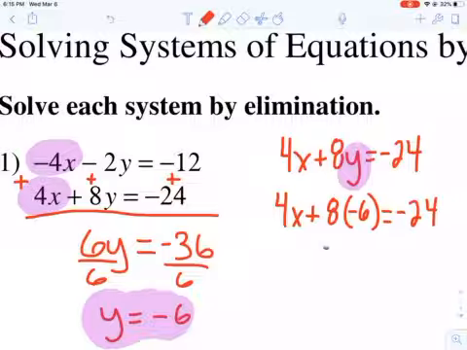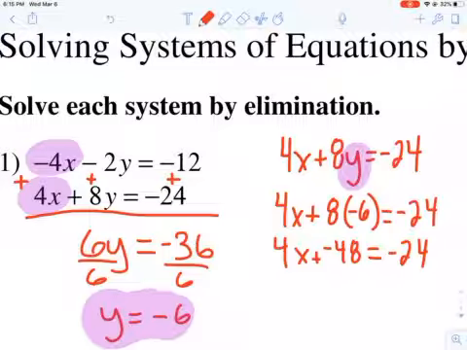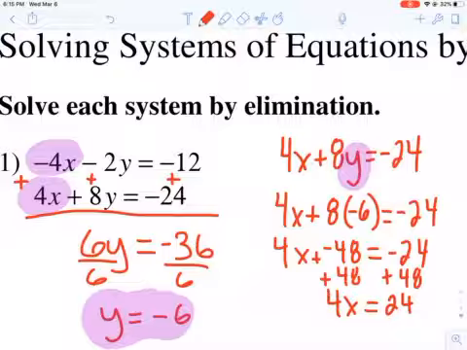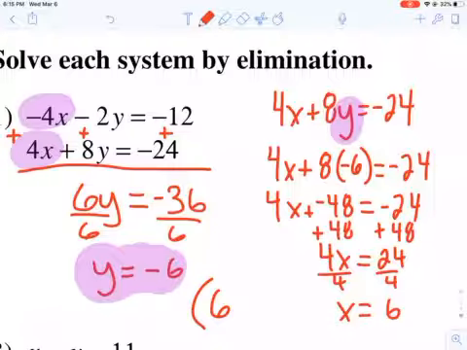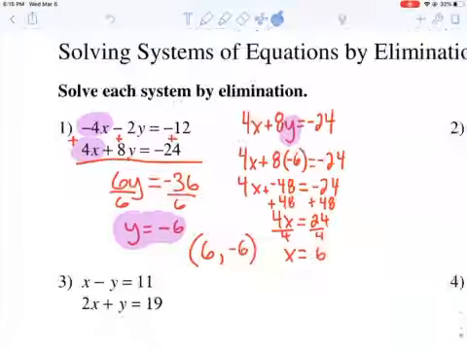So now I just multiply it out, negative 48. And I solve it like a two-step equation. Add positive 48 to each side. I get 4x equals 24. Divide each side by 4. And I get x equals 6. So I can write my answer now as an ordered pair. 6 for my x value, or my input. Negative 6 is my y value, or my output. And that's how you go about solving a system using elimination.